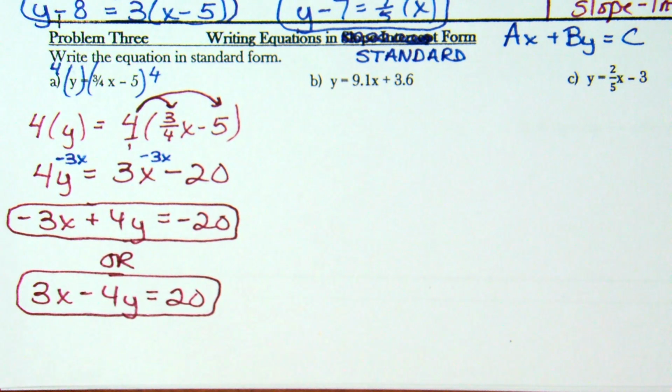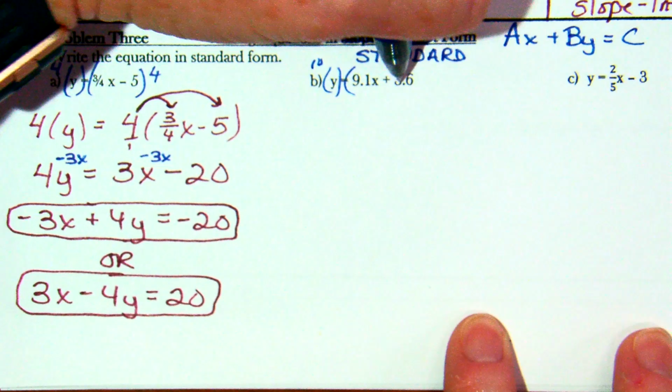Because remember, multiplying by 10 is going to move my decimal point 1 spot to the right. So, multiply both sides by 10. 10 times y is 10y. 10 times 9.1x, 91x. Plus 3.6 times 10, 36. Easy enough.